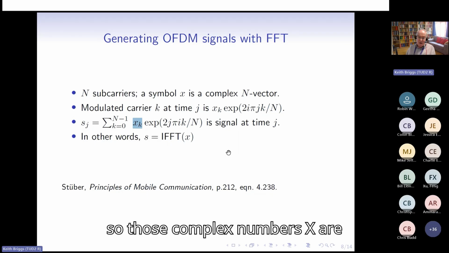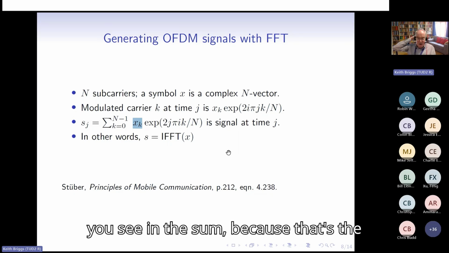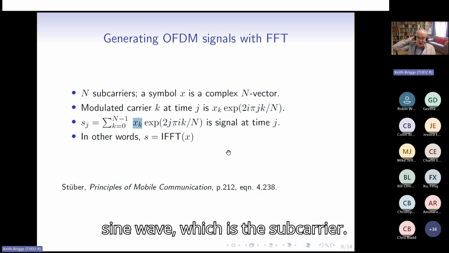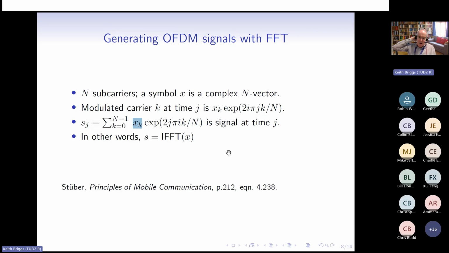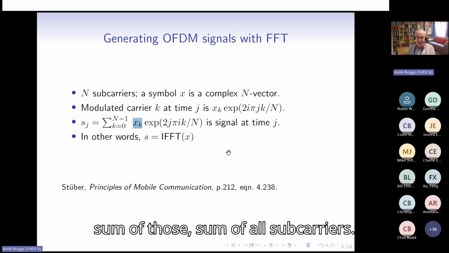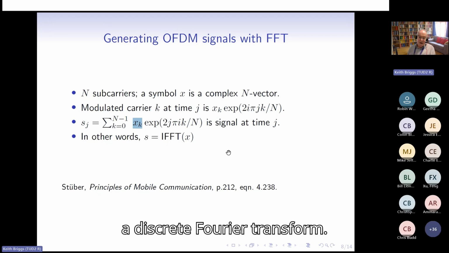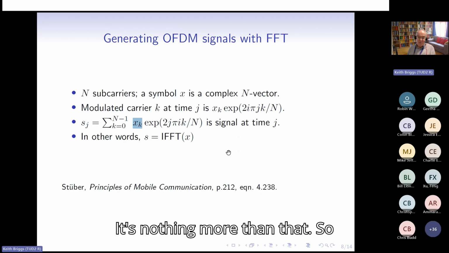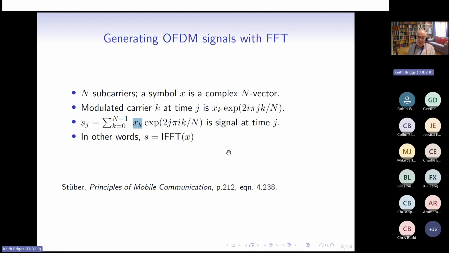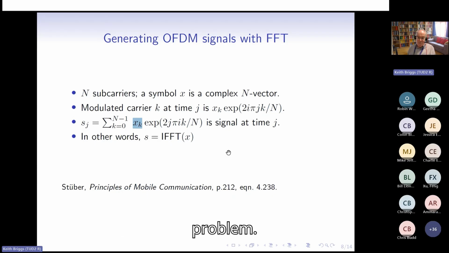And so those complex numbers x are multiplied by the exponential function you see in the sum, because that's the sine wave, which is the subcarrier. And the total transmitted signal is the sum of all subcarriers. If you look at that, it is in fact a discrete Fourier transform. It's nothing more than that. So that is why the DFT comes into the communications problem.